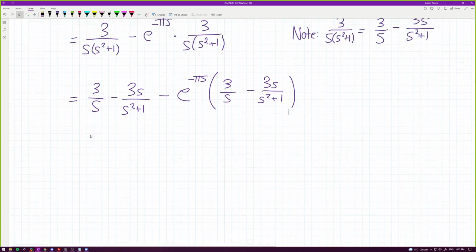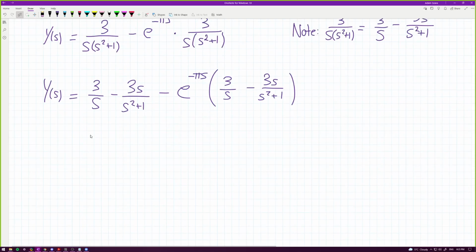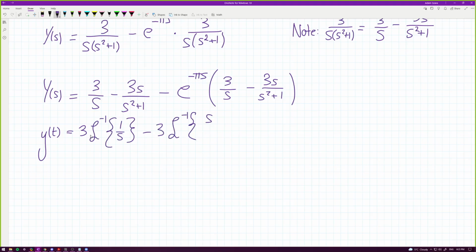Now we want the Laplace inverse. This is Y of s, so we want to find y of t. We take the Laplace inverse of both sides here. The Laplace inverse of that is just 3. Minus, and let me write it out fully, it's going to be 3 times the Laplace inverse of 1 over s, minus 3 times the Laplace inverse of s over s squared plus 1.